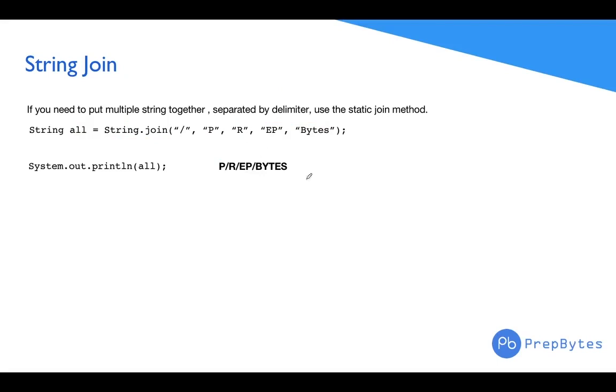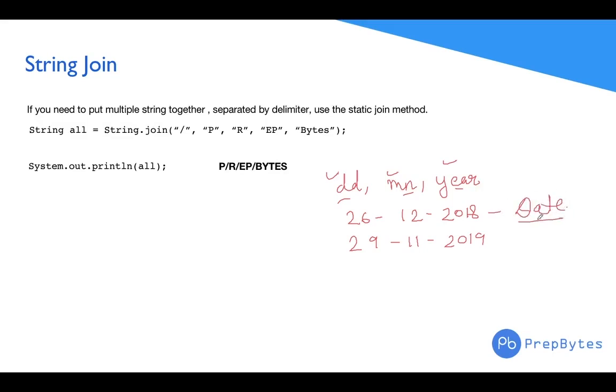So let's say we have three strings with us. We have date, we have month, and we have year. So let's say we want to combine these three strings and make a date or create a date of the format, let's say 26/12/2018 or 29/11/2019. So given date, month and year, we want to form a date, right? We want to convert this in date format. So we can do this using this particular join method.